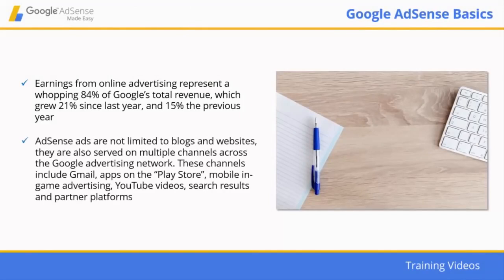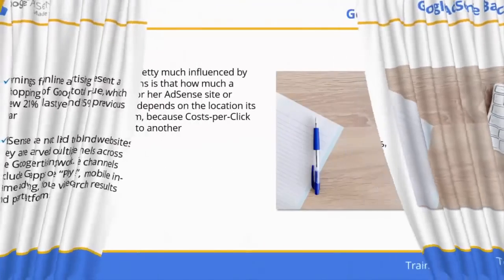AdSense ads are not limited to blogs and websites. They are also served on multiple channels across the Google advertising network. These channels include Gmail, apps on the Play Store, mobile in-game advertising, YouTube videos, search results, and partner platforms.